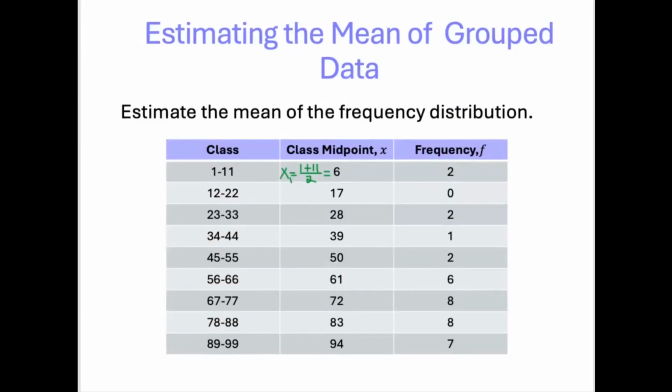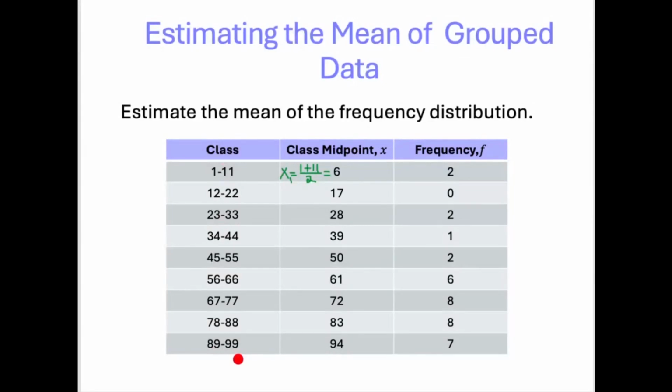Now let's look at estimating the mean of group data. Here we're making an estimate because we don't know specifically what those data values are. We have classes and we're able to say how many fall in a certain class. For this one, I don't have a particular example. I'm just showing you. Let's say we have a class of 1 to 11, so data points that are in the group of 1 to 11. And then we have some that are 12 to 22, 23 to 33, and so on, all the way up to 89 to 99.